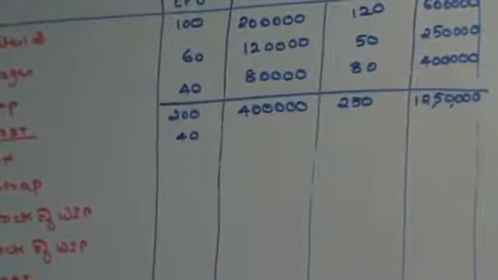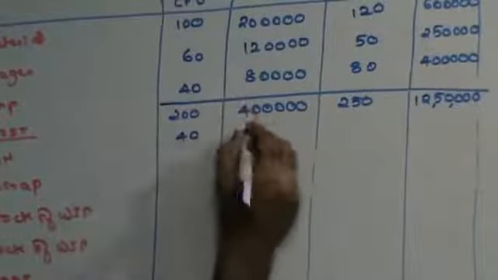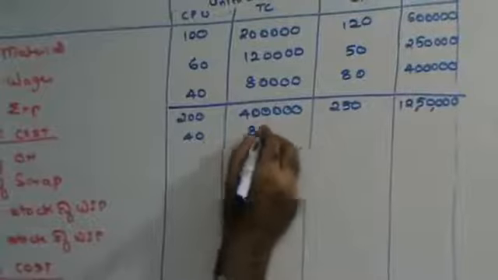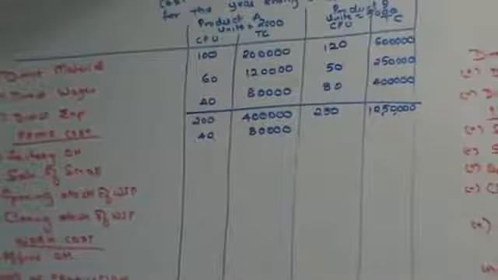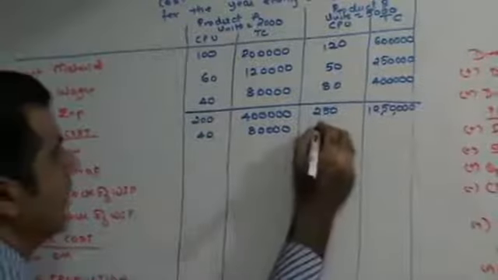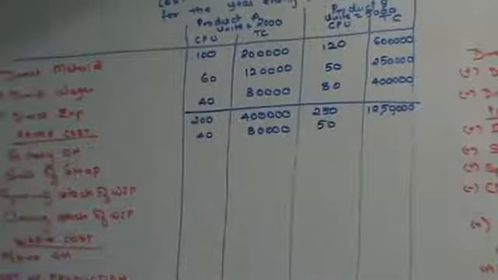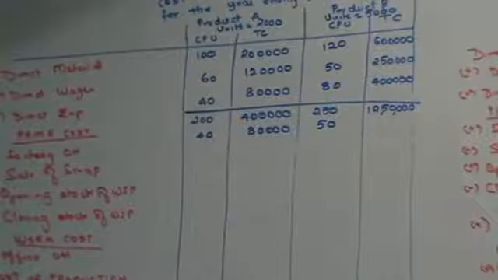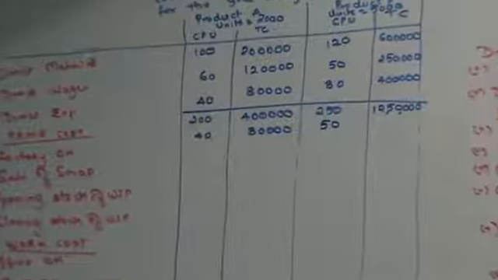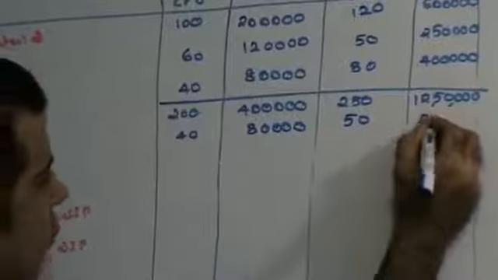Now, same way, 4 lakhs into 20% is going to be, someone please calculate and give me, 80,000. Similarly, 20% of 250 is 50. And 20% of 12 lakh 50,000 is 2 lakh 50,000. So your factory overheads is done.